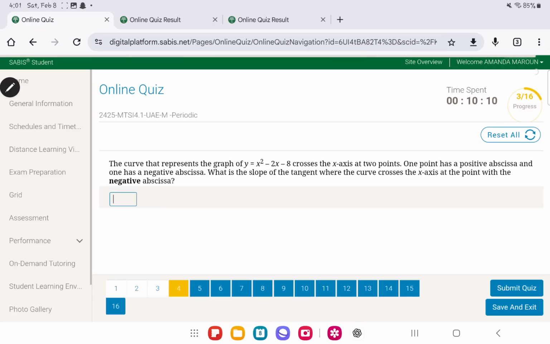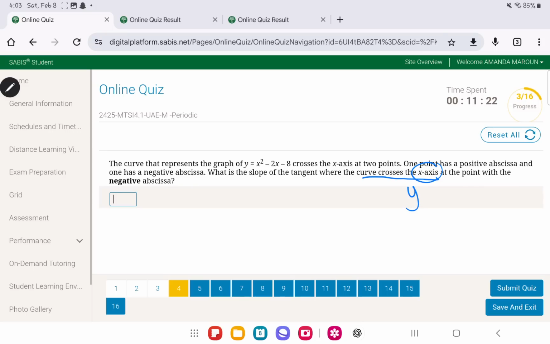So we move on to the next question, which is question number 4. We have the curve that represents the graph of y is equal to x squared minus 2x minus 8, which crosses the x-axis at 2 points, okay? One of the points is positive, the other is negative. They need us to find the slope of the tangent where the curve crosses the x-axis at the point with the negative abscissa. Okay, so the first thing they told us that I paid attention to is that the curve crosses the x-axis, meaning it has the x-intercept.